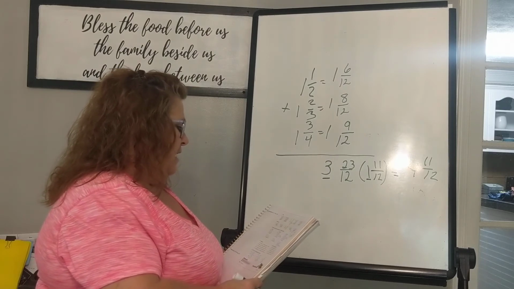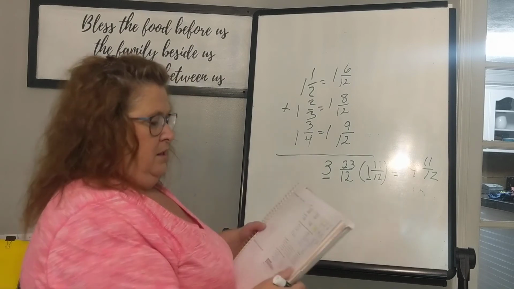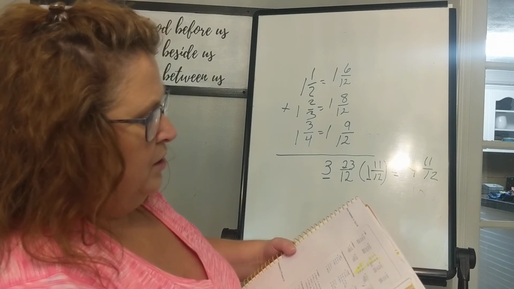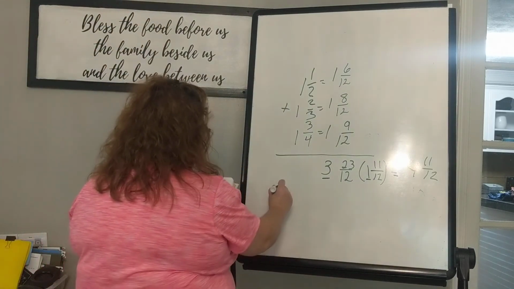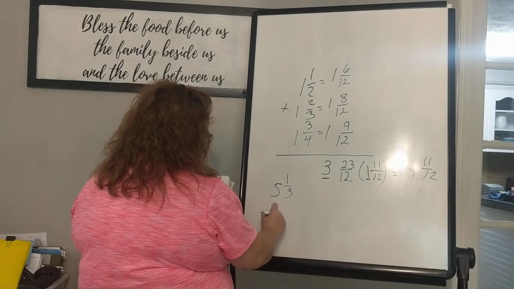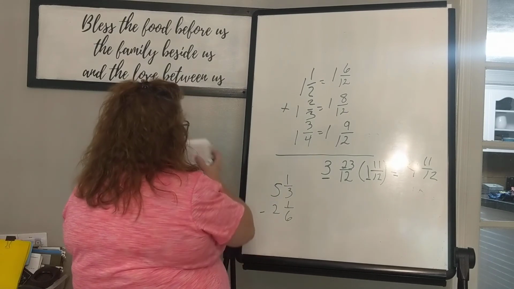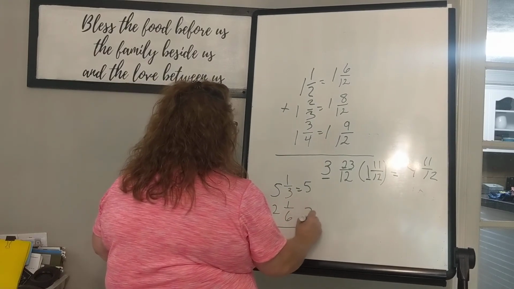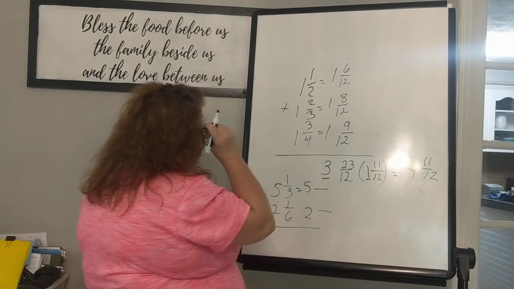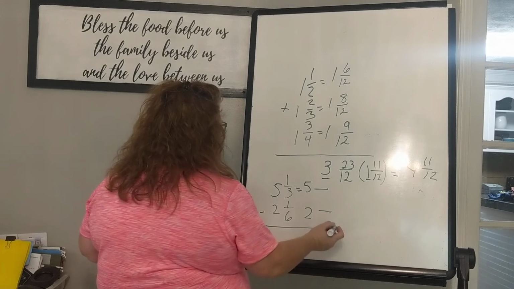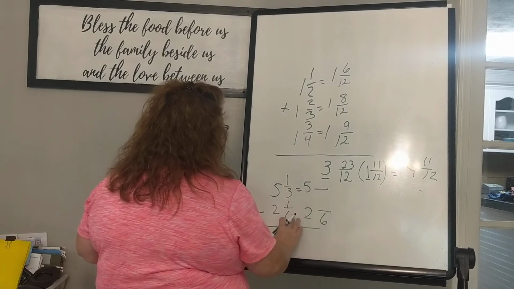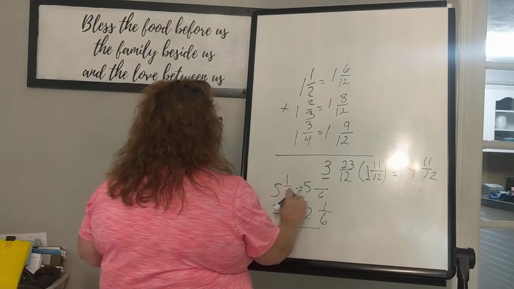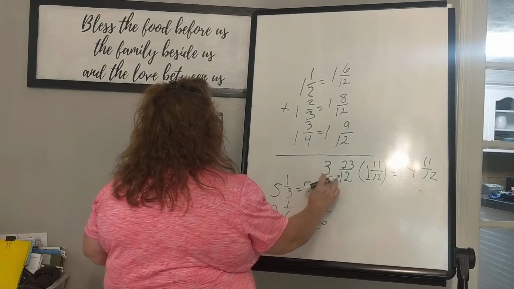Look at letter C. We have 5 1/3 minus 2 1/6. So we're going to bring our whole numbers over and set up to make equivalent fractions. So 6 and 3, our least common multiple, our least common denominator would be 6. 6 will go into 6 one time, and 1 times 1 is 1. 3 will go into 6 2 times, and 1 times 2 is 2.